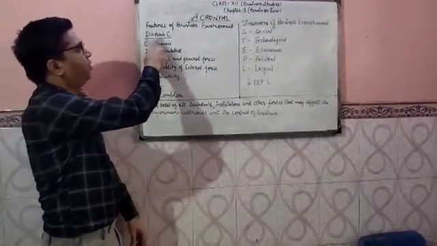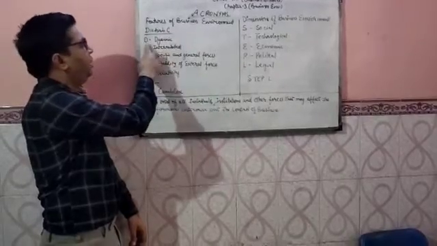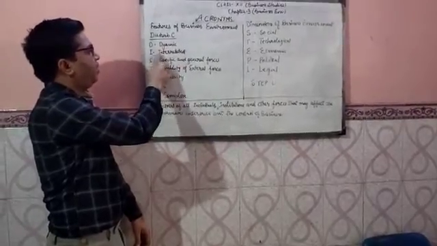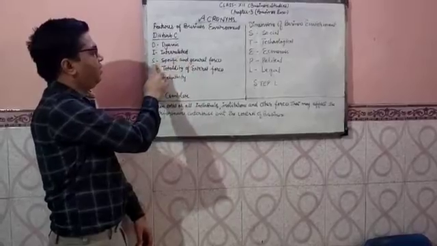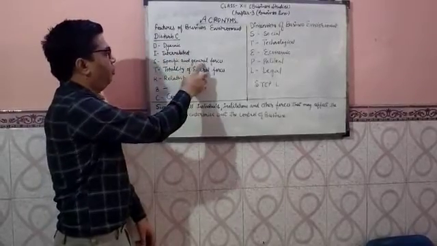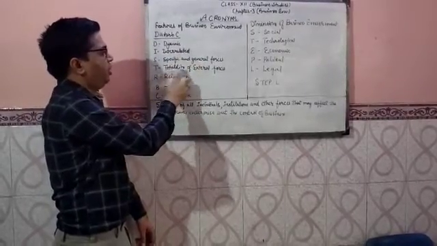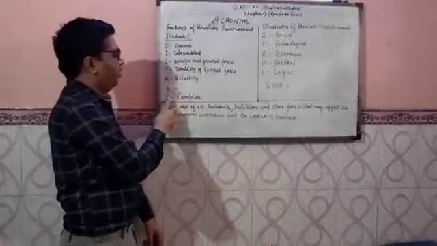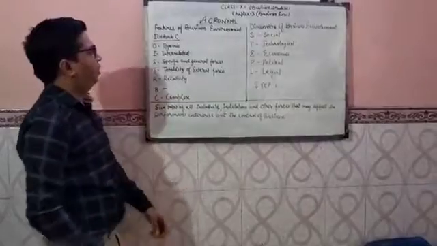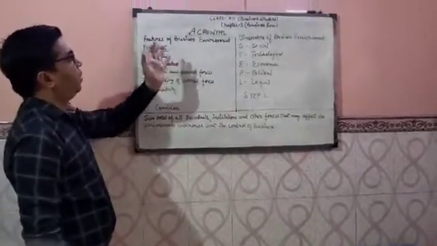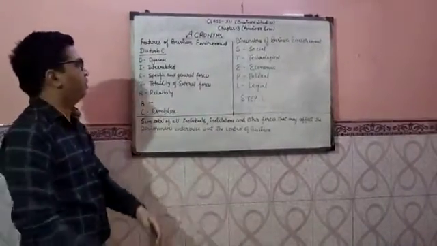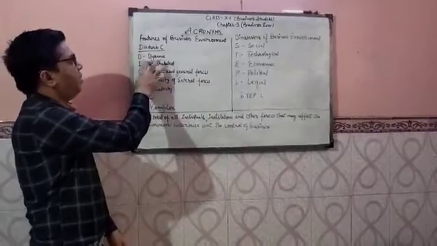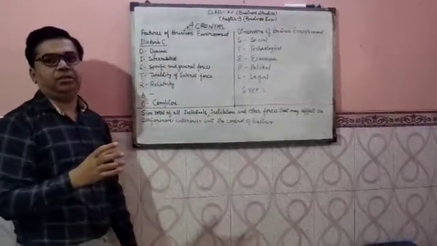So first, what are the features of business environment? We can learn it in the form of the acronym DISTRC. D stands for dynamic, I stands for interrelated, S stands for specific and general forces, T stands for totality of external forces, R stands for relativity, and C stands for complex. The first one is D. The business environment is dynamic.